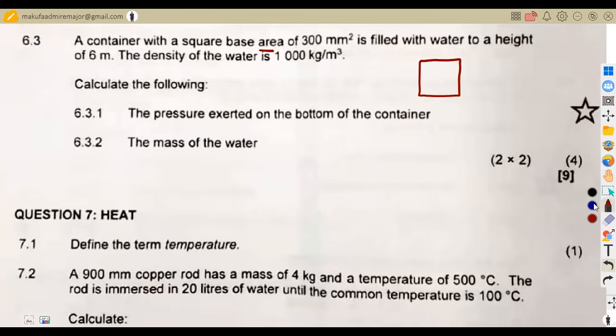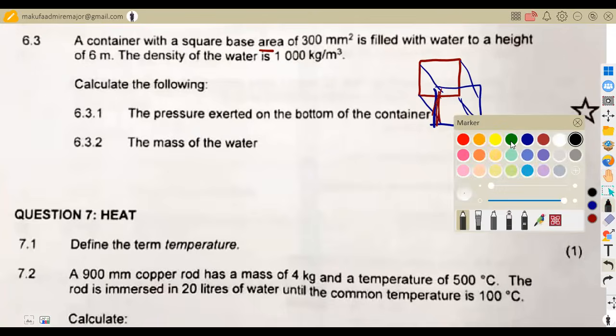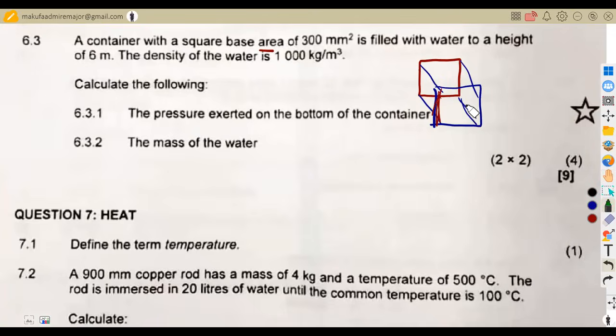This is a container, meaning we're talking about a solid. It's going to be something like this, again having another square; it's a solid that we are referring to. The base that we have there is a square. Remember that the volume of a solid is simply the base area times the height of that solid. In this case, they gave us its area, which is 300 square millimeters.